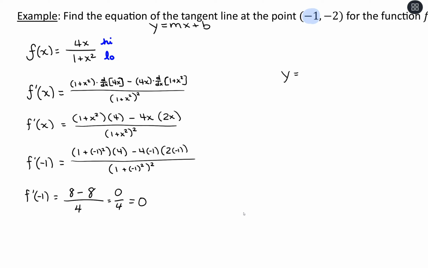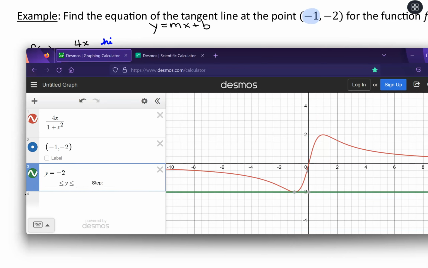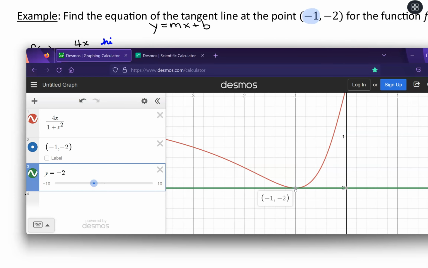Y equals 0x plus b. So we're just going to be y equals negative 2. So we're just going to go like that. And that makes more sense because we're at a relative minimum there. So we're going to have a flat line going through that negative 2, going through that y coordinate. I'm going to leave that in. It's a good example of checking your work and then making the corrections.